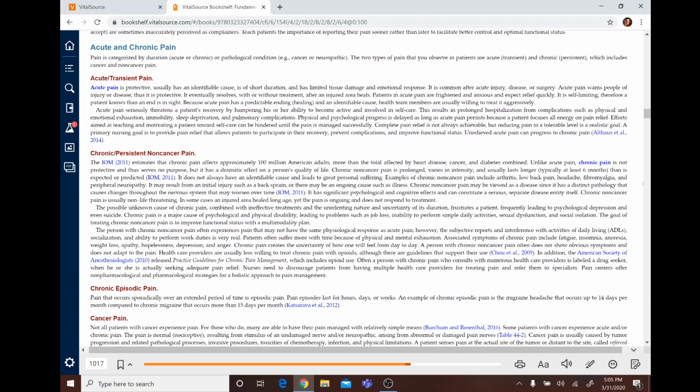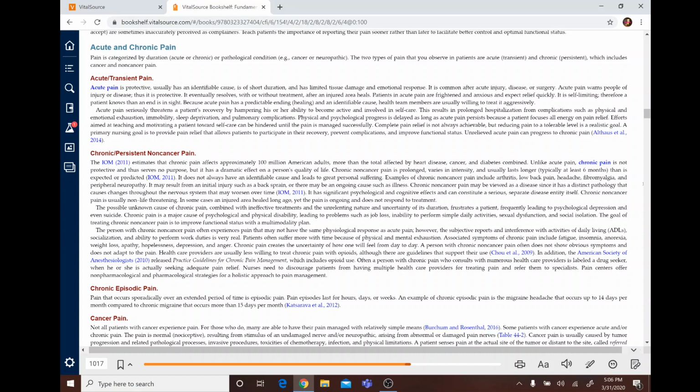It is common after acute injury, disease, or surgery. Acute pain warns people of injury or disease, thus it is protective. It eventually resolves with or without treatment, and an injured area heals after injury. People in acute pain are frightened and anxious and expect relief quickly. It is self-limiting, therefore a patient knows that an end is in sight. Because acute pain has a predictable ending, healing, and identifiable cause, healthcare team members are usually willing to treat it aggressively.